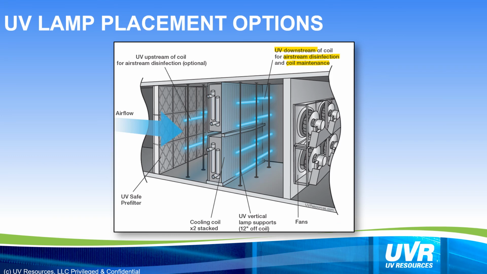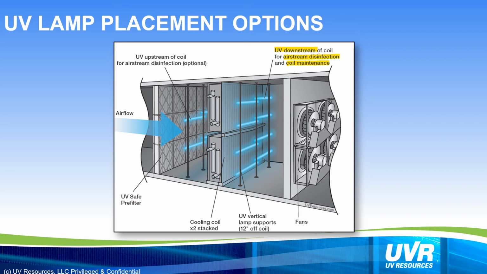There are several options for installing UV lamps. Ideally, lamps are installed downstream of the cooling coil for both air disinfection and coil cleaning. A coil maintenance application requires less UV energy because the coil is stationary. In the case of a moving airstream, however, pathogen resistance or exposure time is limited to fractions of a second, so UVC intensity must be substantially greater. In this example, we've added more UV lamps to increase the germicidal dosage or intensity.